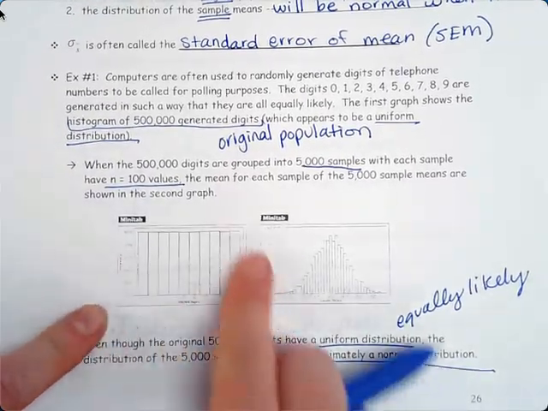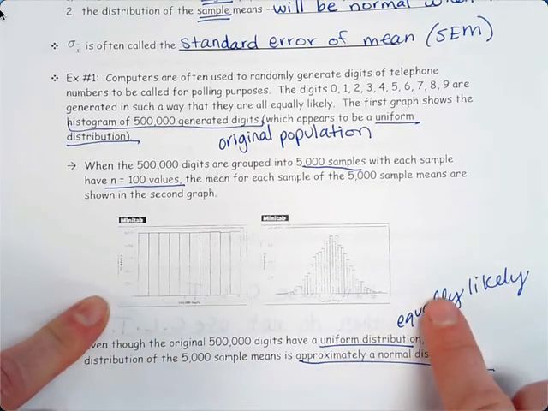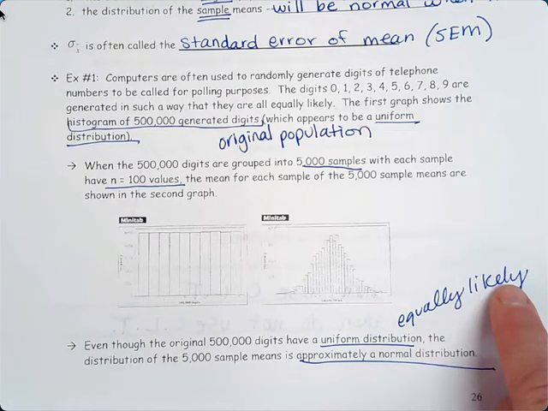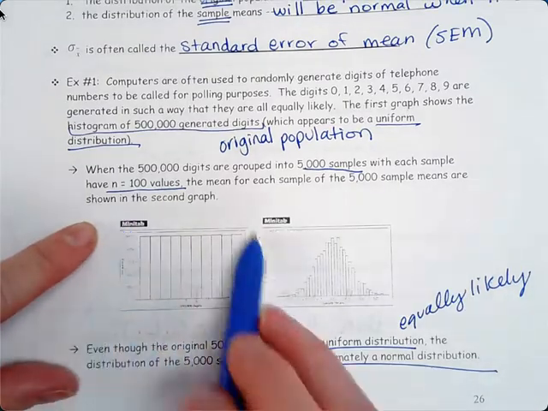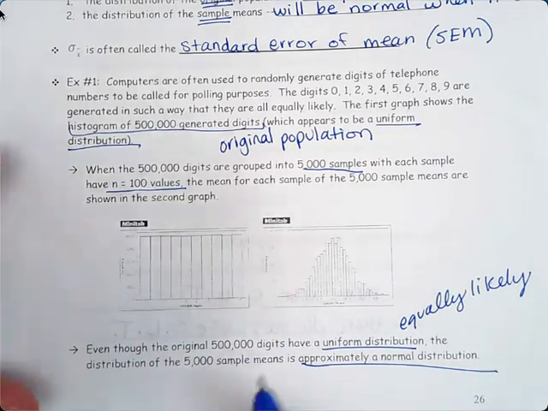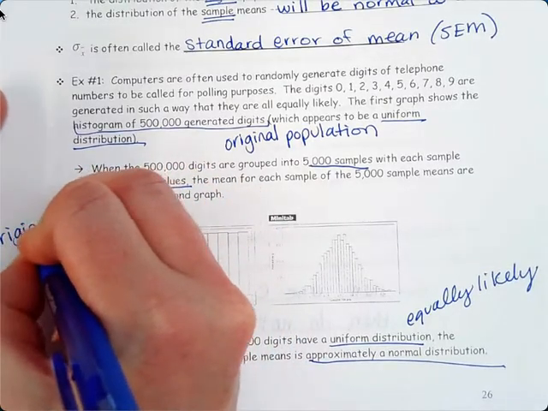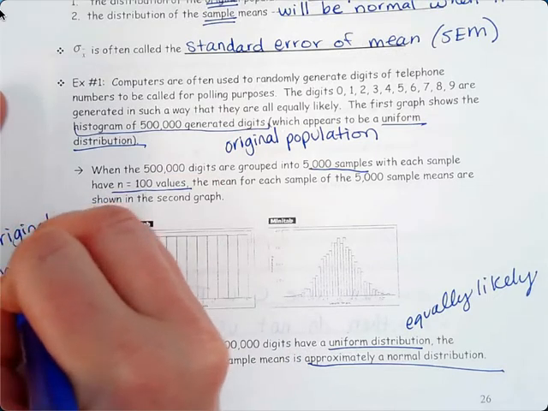So we have a uniform distribution, and that uniform distribution tells us that each number is equally likely. So this is our original population distribution, and it's a uniform distribution.